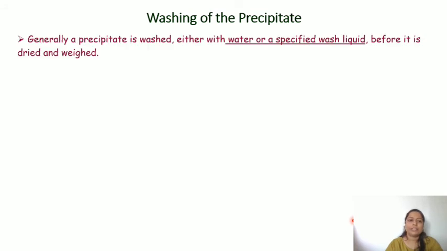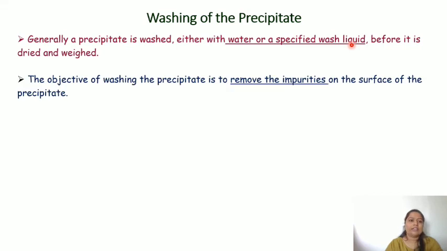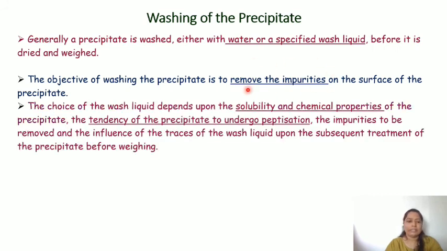Let's see washing of the precipitate. Generally, the precipitate is washed either with water or a specified wash liquid before it is dried and weighed. That process is necessary because, due to the washing, the impurities which are present on the surface of the precipitate are removed. The objective of washing the precipitate is to remove the impurities on the surface of the precipitate.